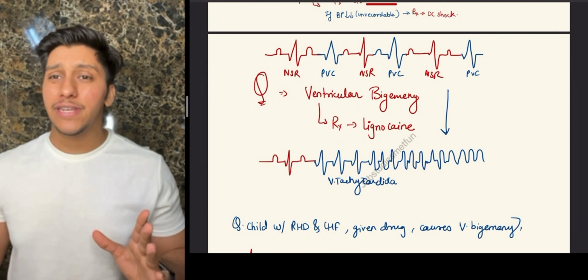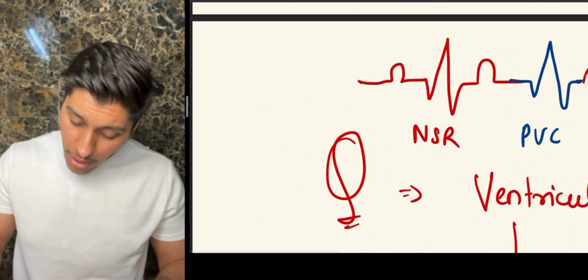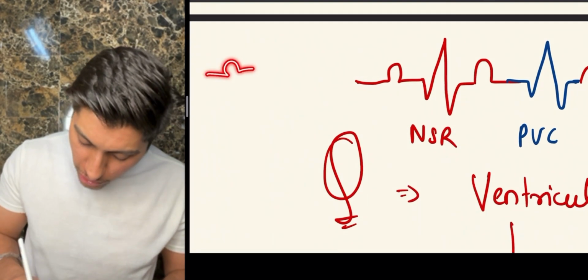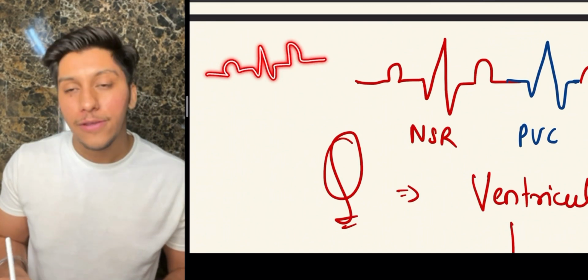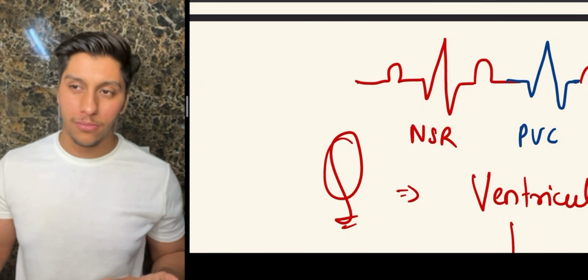Ventricular bigeminy basically means is whenever you are having a normal sinus rhythm. What is a normal sinus rhythm? A normal sinus rhythm is when you are having a P wave, then a QRS, and then a T. So after the normal order, P wave, then QRS, and then T, that is known as normal sinus rhythm.